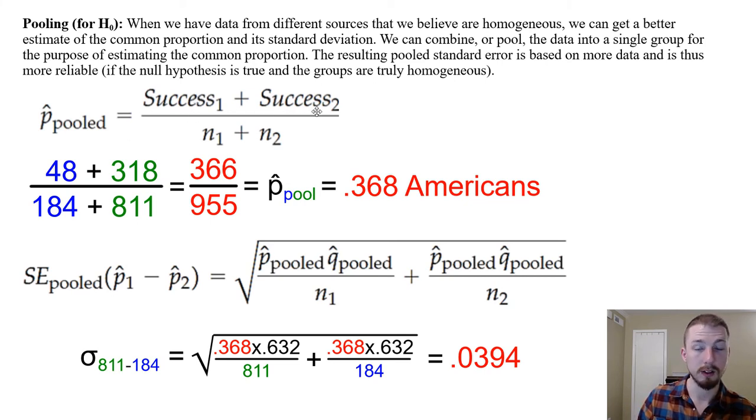Okay, so pooling. For pooling, basically we take the total number of successes from our first group plus the total number of successes from our second group and add the totals there. So basically you pool it together. The calculator does it for you, but it's a weighted average is what it is.